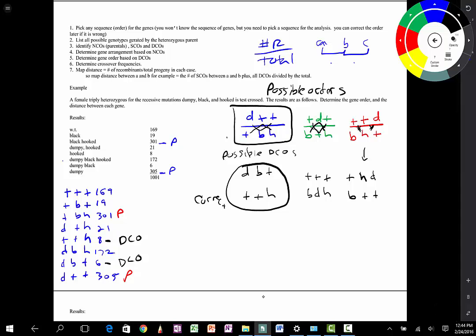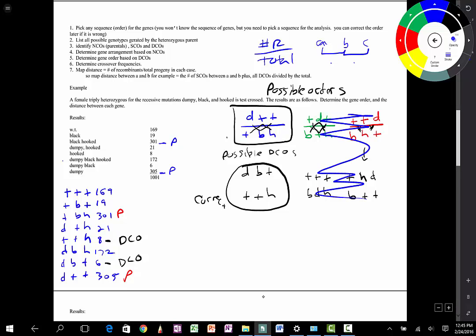Alright, so we're almost done. So that just tells us our starting point. Now we can get rid of all this stuff, because that's going to confuse us. And we can rewrite our starting order, D plus plus over plus B H. And then the question is, how many crossovers do we get between D and B? And how many crossovers do we get between B and H? And we can add those up, and then that will give us our number of recombinants over total.